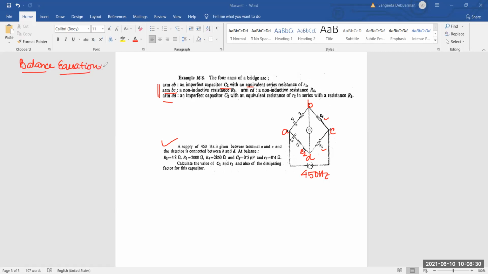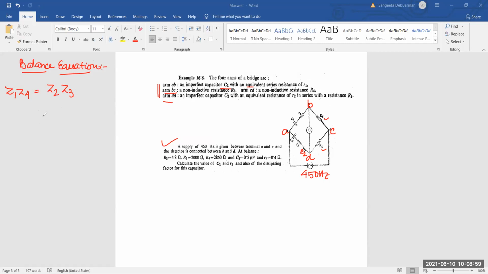Okay, balance equation. So tell me, what is the balance equation? Tell me the formula first. What is the balancing formula? Z1, Z4 equals Z2, Z3. Yes, very good. Z1, Z4 is equal to Z2, Z3. So this is the basic general formula you need throughout this chapter while solving the problem.